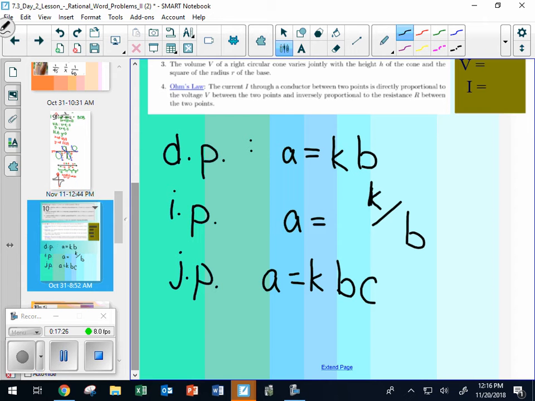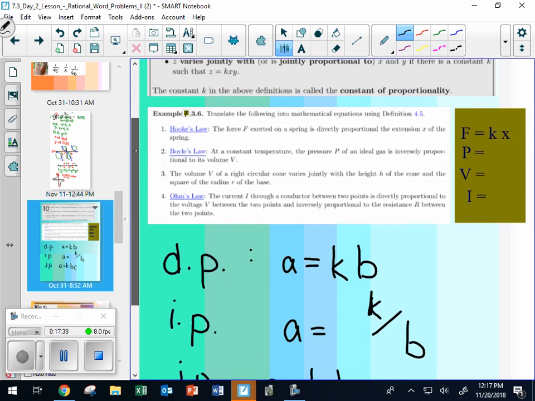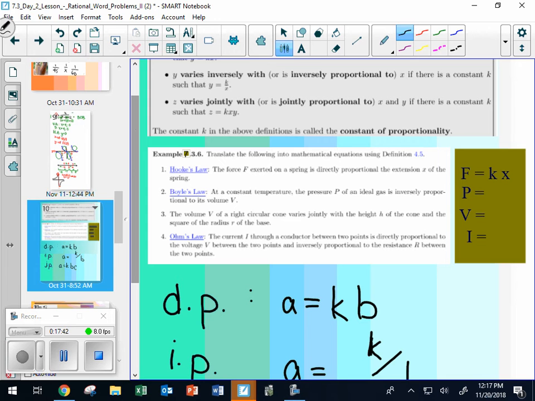Fun fact about using K as a constant. K is used as a constant for multiple different physics relations. So if we look up here at these 4 examples, you notice how this first one says Hooke's law? Hooke's law is a physics equation. It's my favorite. So if we have Hooke's law, and it says that F is directly proportional to X, then we see that F is equal to X with our constant K.